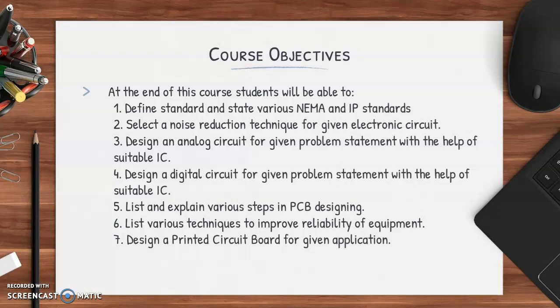Yes, so selection of ICs, selection of solutions out of so many ICs available in the market is also an important task under ISD. Similarly, not only for analog circuits, we should also be able to design a digital circuit for a given problem statement with the help of a suitable IC. Students should be able to list and explain various steps in PCB design. By PCB we mean printed circuit board, which acts as a prototype for electronic circuits.